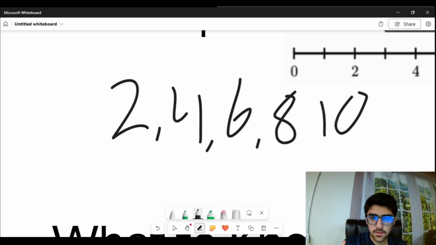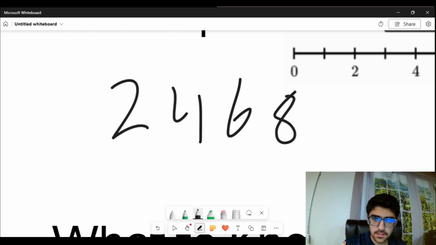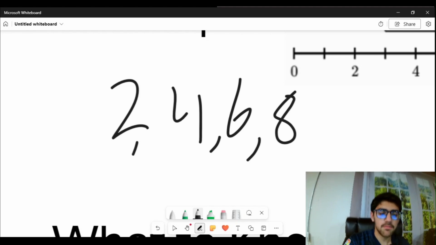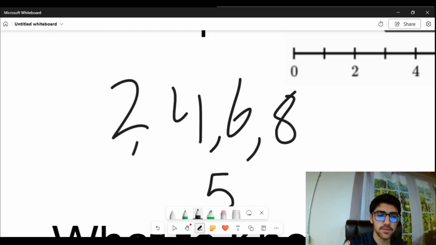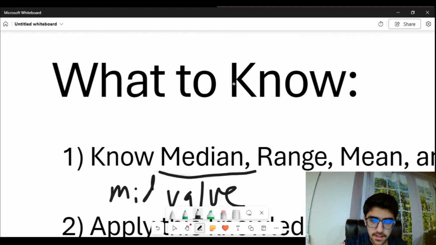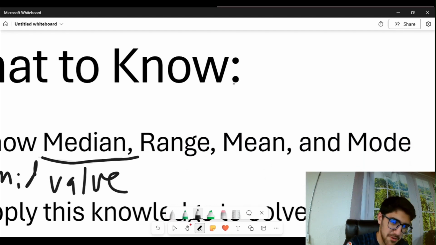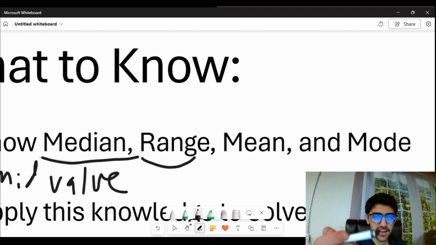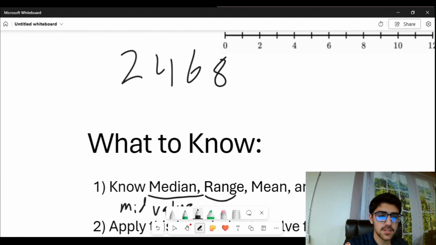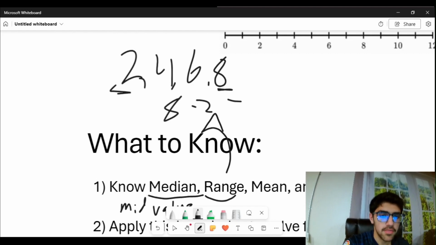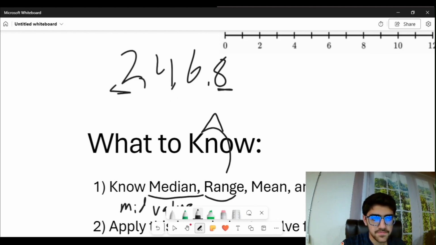Let's say there were only 4 numbers, so let's say it was just 2, 4, 6, 8. The median would actually be 5. It would be in the middle of the two middle values, the average of the two middle values. We're gonna go to range. So the range is basically just the range of values. With the same example, 2, 4, 6, 8, the range would be the biggest value minus the smallest value, so 8 minus 2. The range is equal to 6.